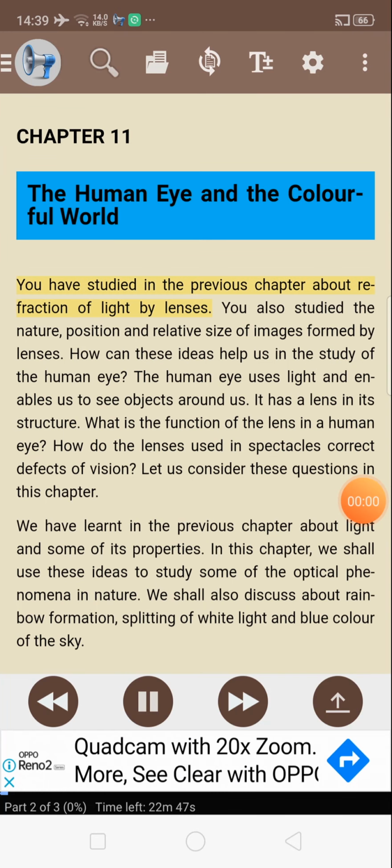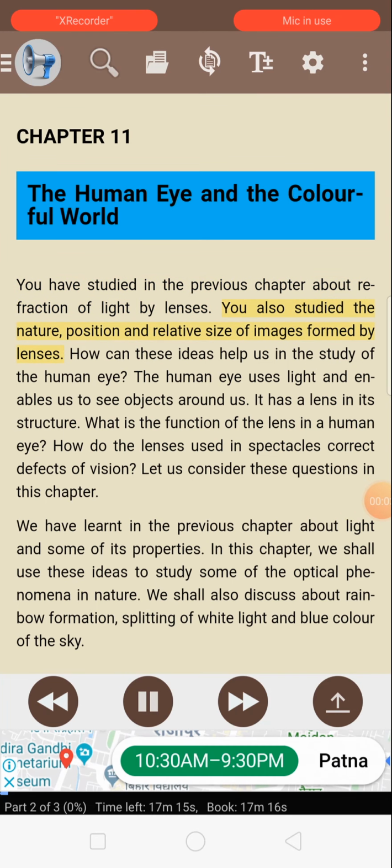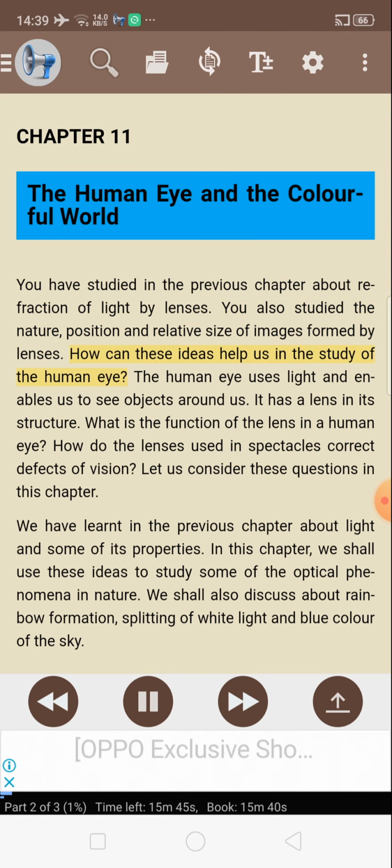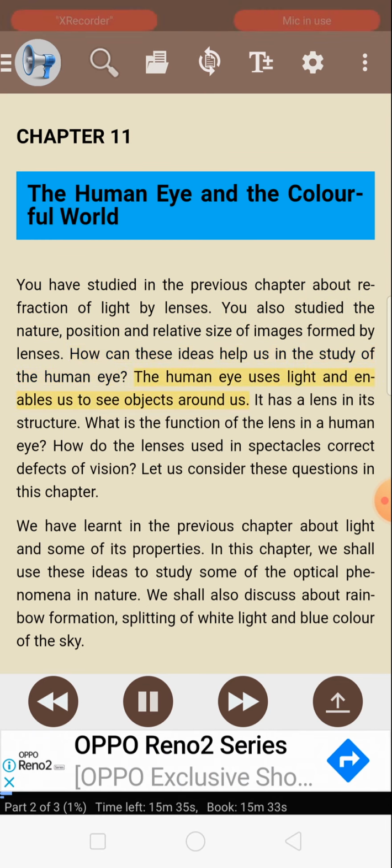Colourful world. You have studied in the previous chapter about refraction of light by lenses. You also studied the nature, position, and relative size of images formed by lenses. How can these ideas help us in the study of the human eye? The human eye uses light and enables us to see objects around us.